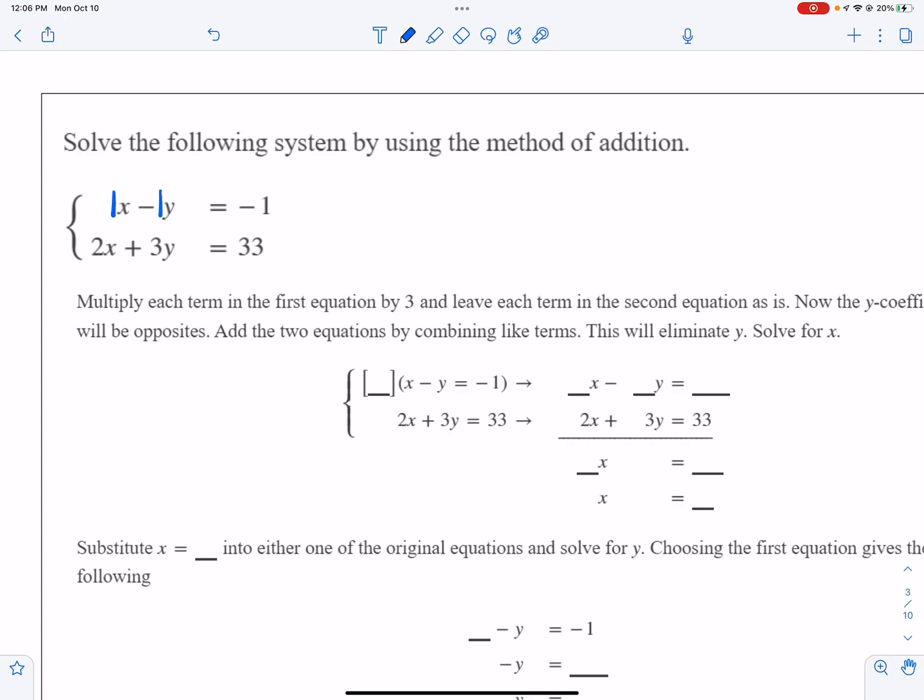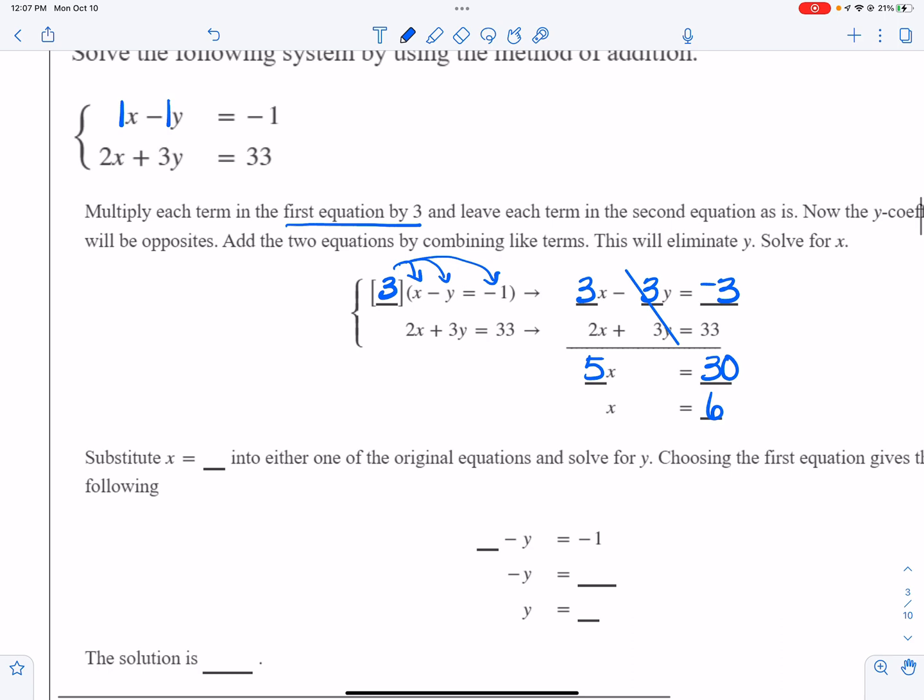And so if you notice, what they'll have you do is they're going to have you multiply the first equation by 3. So I'm going to put 3. Now I like to put arrows here so that I don't forget to multiply everything. So 3 times x is 3x, 3 times negative y is negative 3y, and 3 times negative 1 is negative 3. And now I can add them up. And so 3x plus 2x makes 5x, negative 3y and positive 3y cancel, and negative 3 plus 33 is 30. And then I divide by 5, and so x is 6.